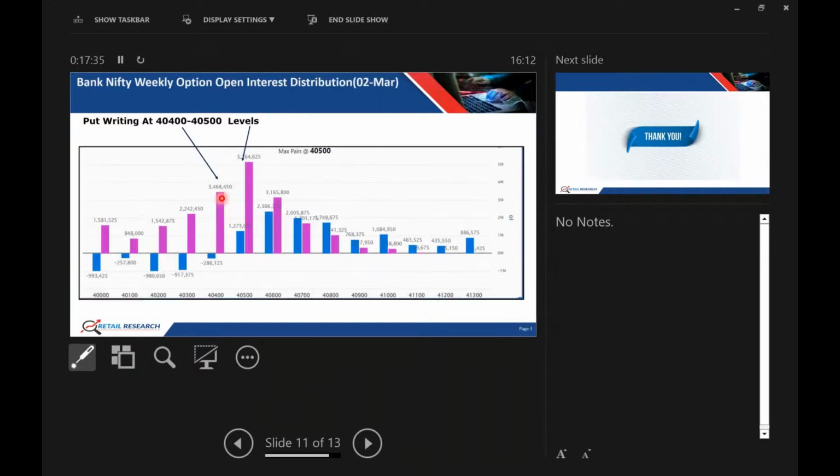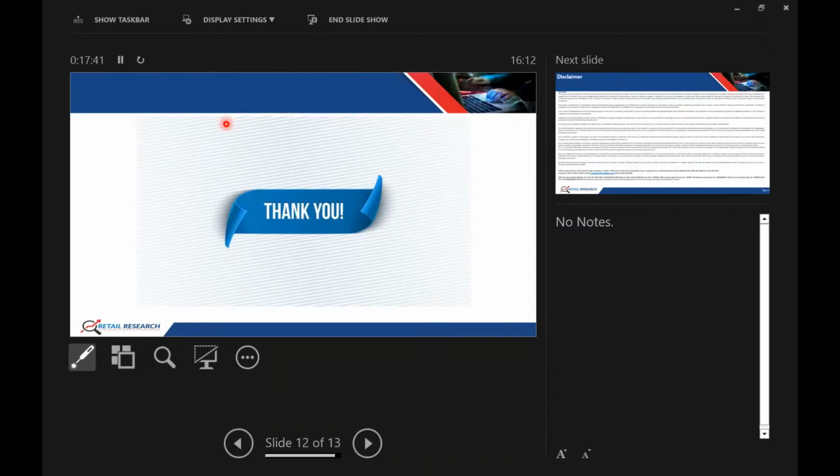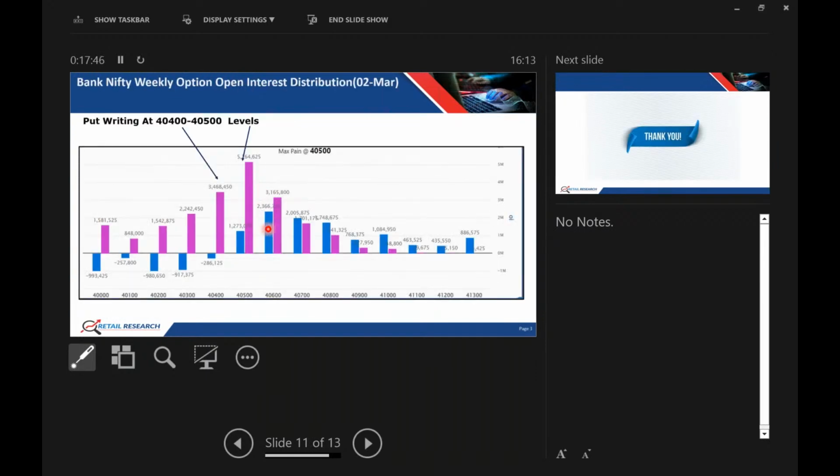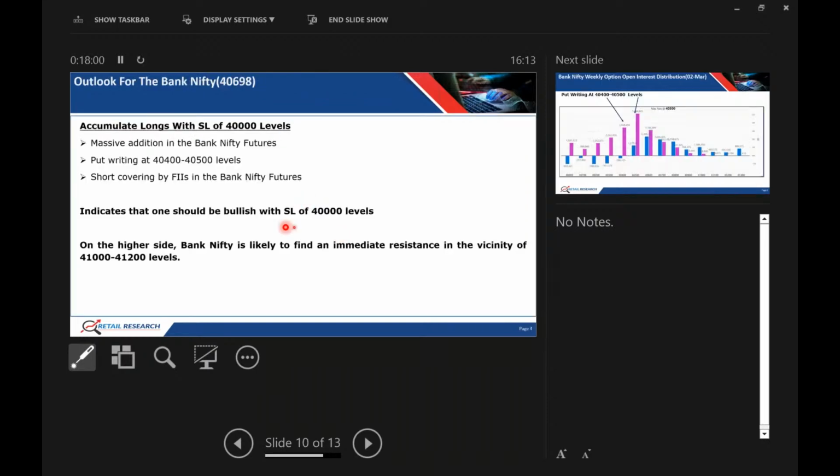Here also we see that a lot of puts have been written at 40,400 and 40,500. Bank Nifty's close is 40,700, so about 200 to 300 points lower, a lot of puts have been written. That indicates that support is going to come around this level. So if, because of some global cues, the market comes down, you create a long position and hope for at least 41,000 during the March month, after tomorrow's expiry.